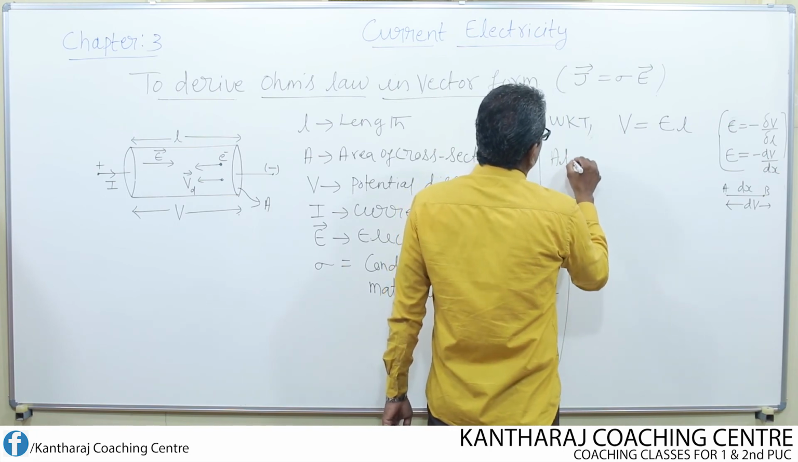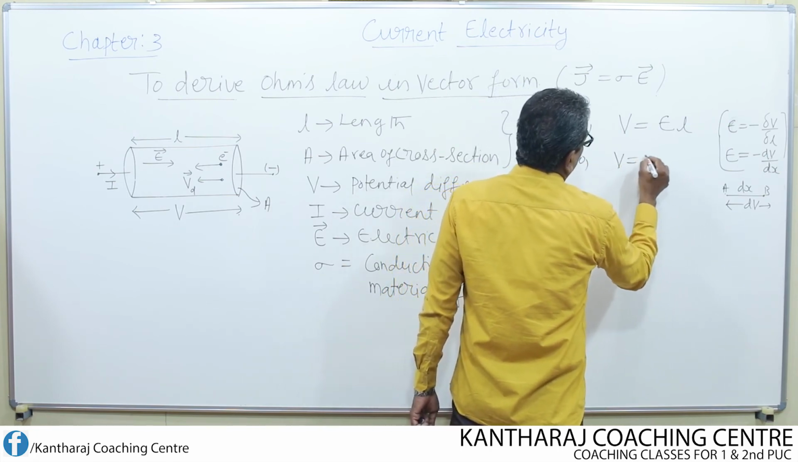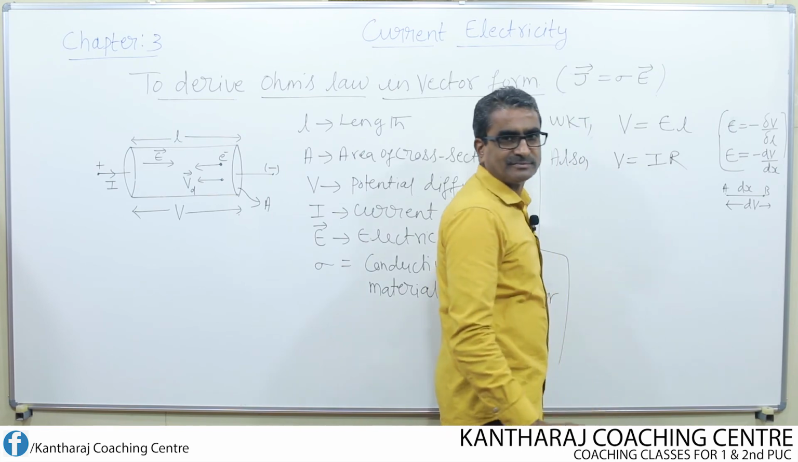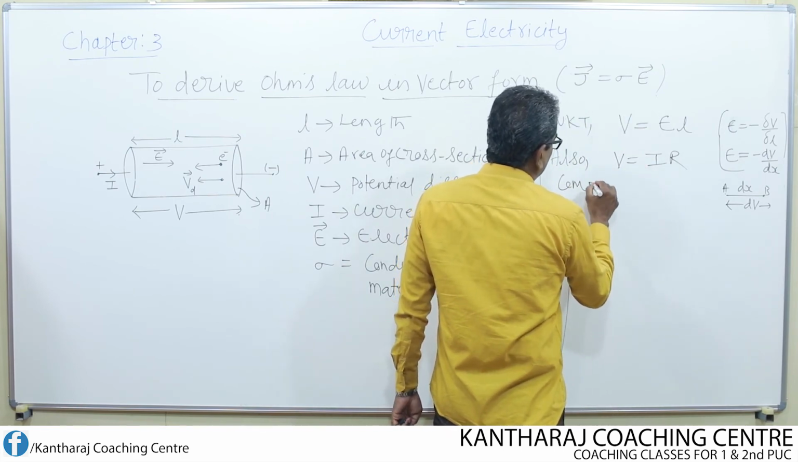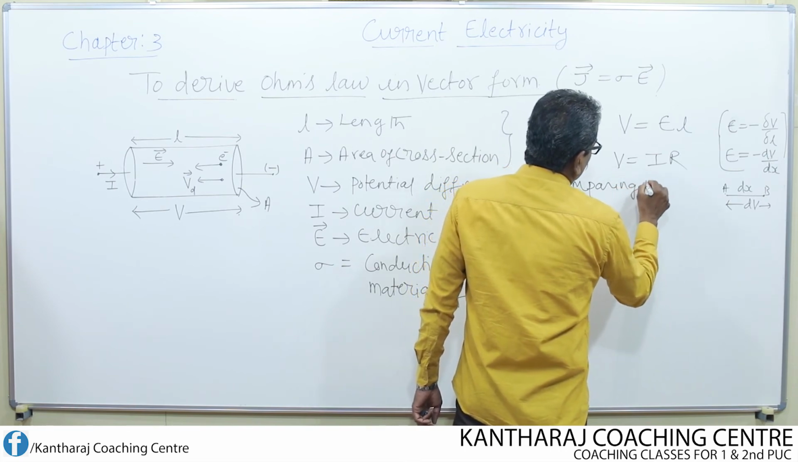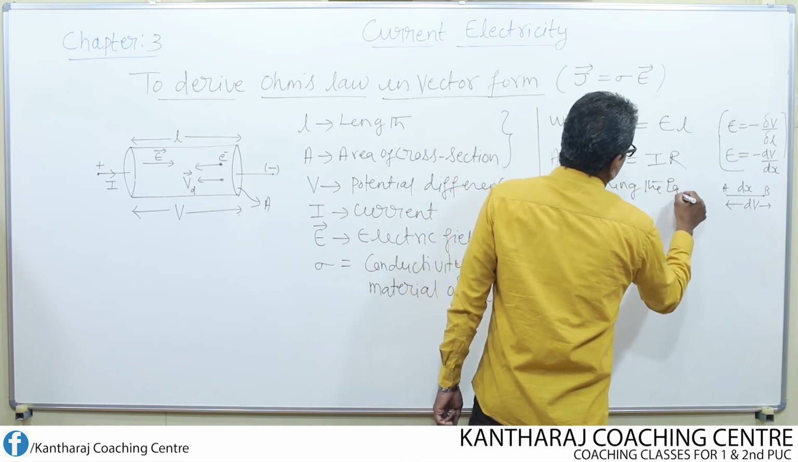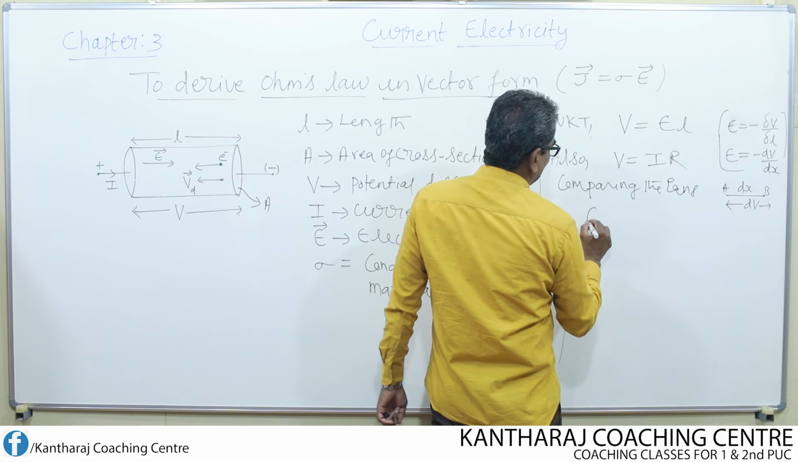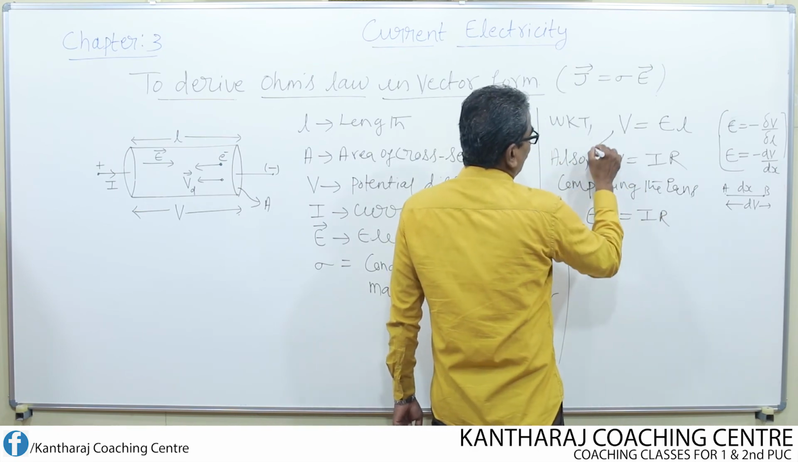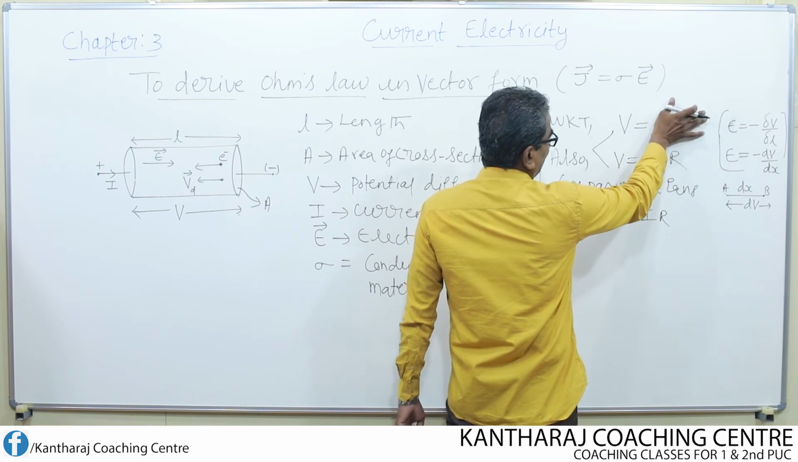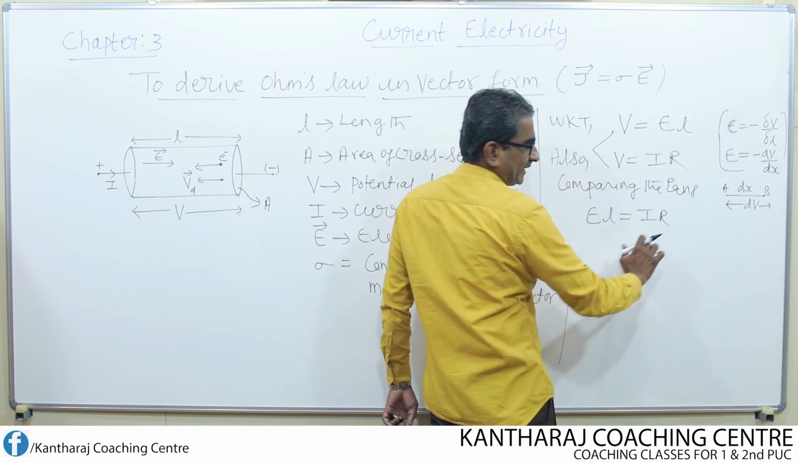Also, from Ohm's law, we know that V equal to I into R. Now if I compare these two equations, what do I get? Comparing the equations, I get E into L equal to I into R. Left hand sides are one and the same. Therefore, the right hand sides must be equal too.